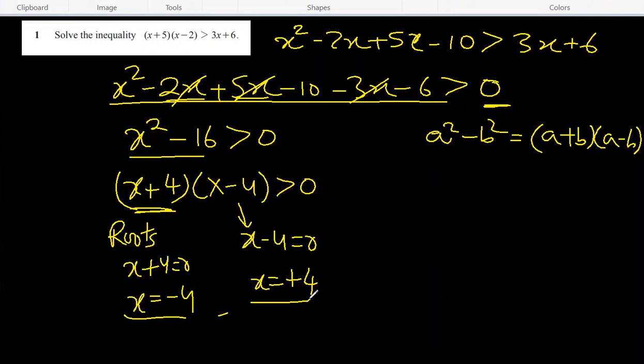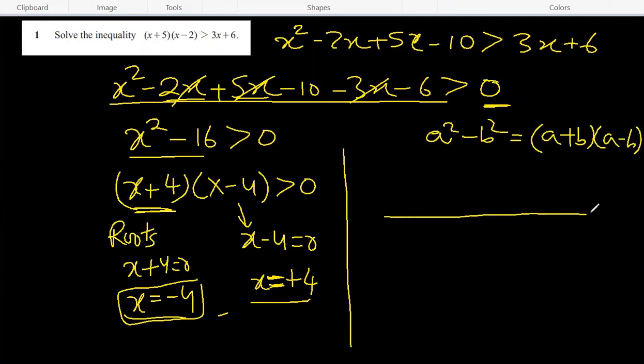solve the inequality. Many of the students I've seen, they stop here. They find the roots and think these are the answers. Can you see an equal sign? No. In inequality, we get a range. We don't stop here. So we should draw a number line where we write minus 4 on one side and 4 on the other side accordingly, because these are two roots.